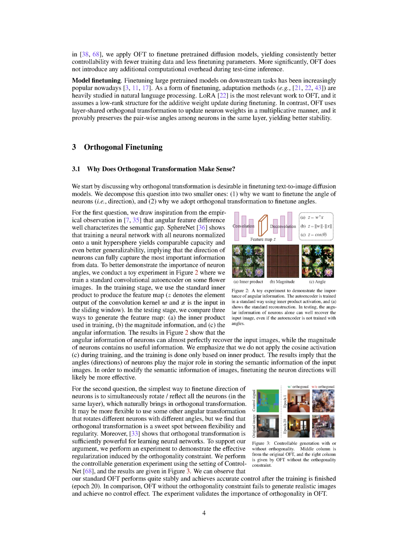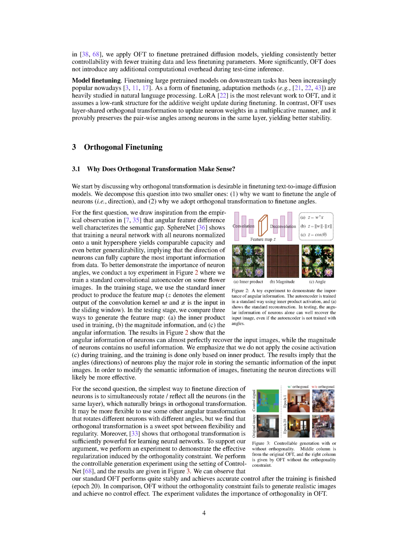During testing, we compare three methods to generate the feature map: A, the inner product used in training; B, magnitude information; and C, angular information. Our findings suggest that the angular information of neurons can almost flawlessly reconstruct the input images, whereas the magnitude information offers no substantial utility. It's worth noting that we didn't use the cosine activation, method C, during training. Our training relied solely on the inner product.